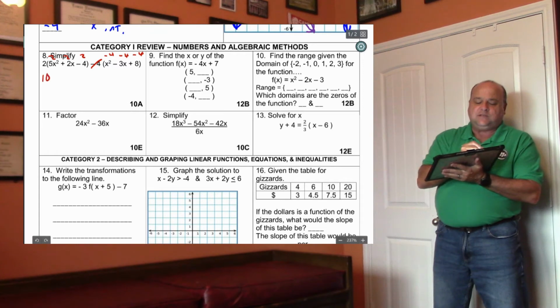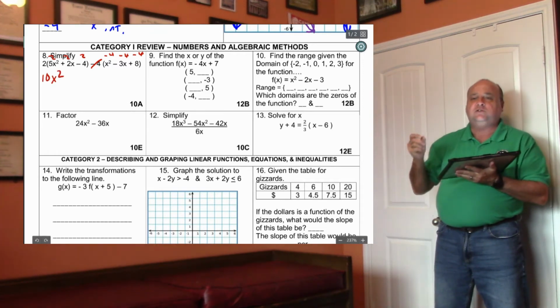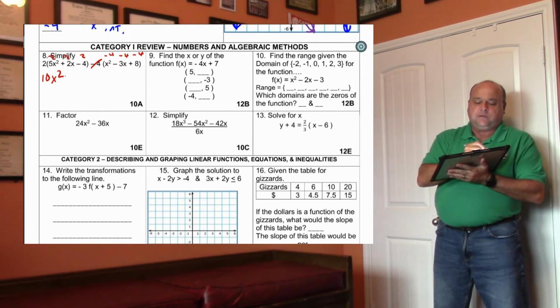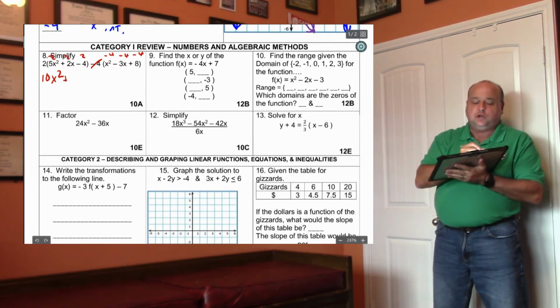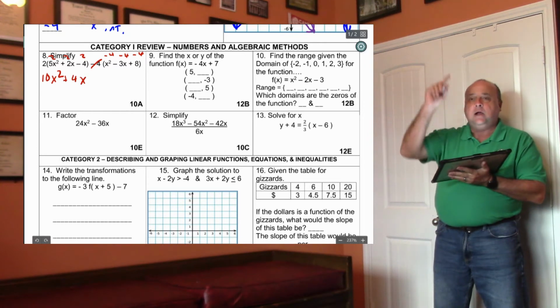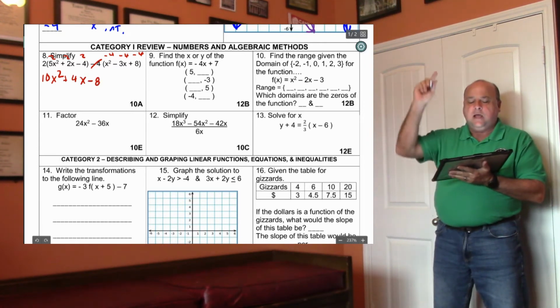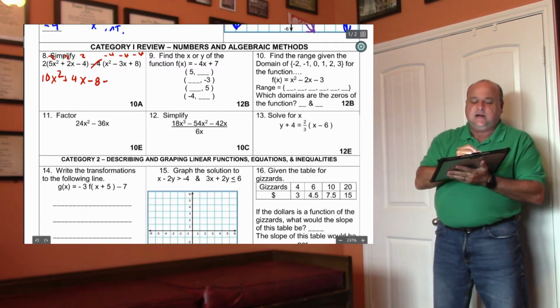2 times 5 is 10. The letter is x. The exponent's 2. Sign, number, letter, exponent. A positive times a positive is a positive. 2 times 2 is 4. My letter is x. A positive times a negative is a negative. 2 times 4 is 8. A negative times a positive is a negative. My number is 4. x squared.